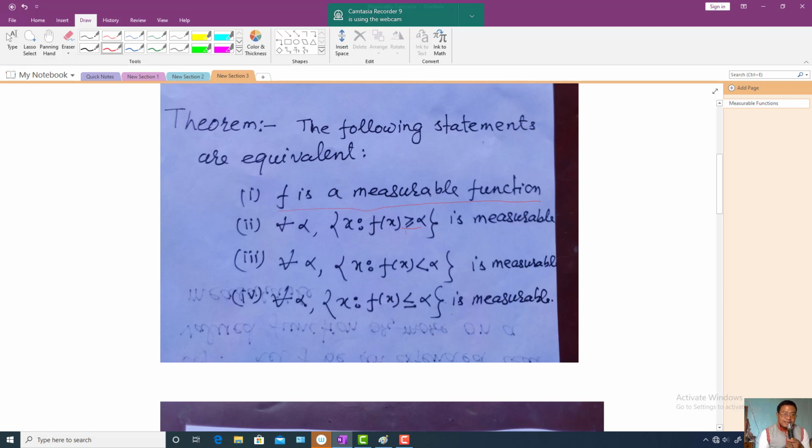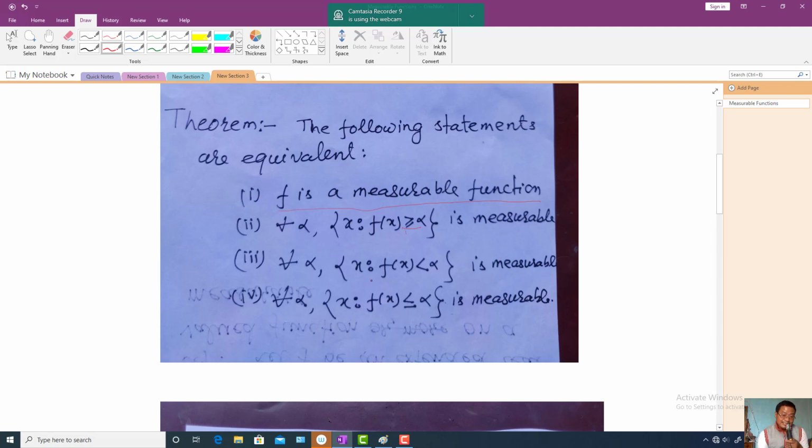That means if the function f is measurable, then the set of x such that f of x is greater than or equal to alpha is also measurable for every alpha. This is statement 2. Then from statement 2 to statement 3, let us see, for all alpha, the set of x such that f of x is strictly less than alpha. Okay. So in the definition, f of x is strictly greater than alpha.